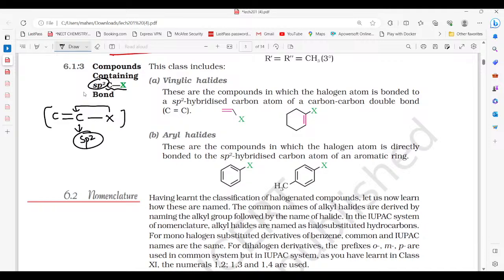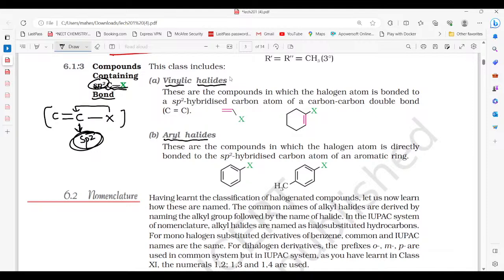This format is called the compounds containing sp2 C–halogen bond. That means the halogen is attached to a carbon whose hybridization is sp2. In the previous allylic and benzylic halides, the carbons undergo sp3 hybridization. That is the difference. Okay, in sp2 carbon–halogen type we have two types, that is vinylic halides and aryl halides.